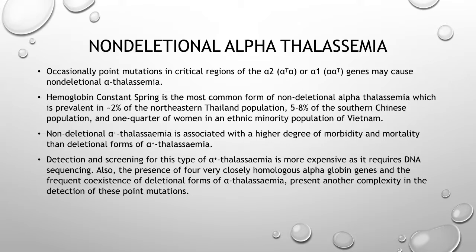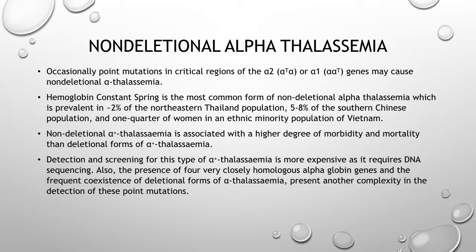The non-deletional alpha thalassemias typically occur in critical regions of the alpha 2 or alpha 1 genes. Hemoglobin Constant Spring is the most common form of non-deletional alpha thalassemia, which is prevalent in about 2% of the northeastern Thailand population and 5 to 8% of the southern Chinese population, and about 1/4 of women in an ethnic minority population from Vietnam.